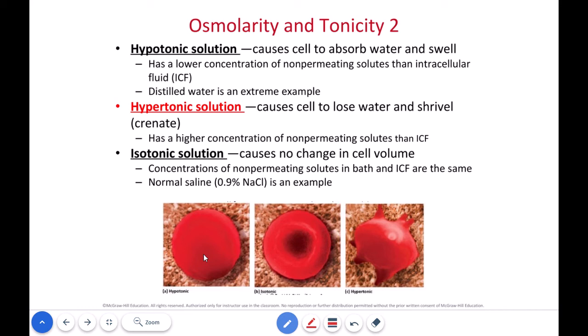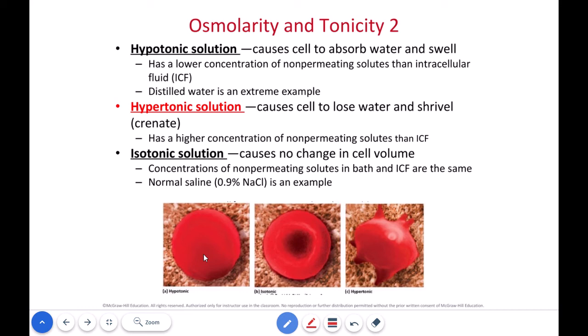And then finally, we have isotonic solutions. Iso meaning the same, tonic referring to the concentration of dissolved solutes. Isotonic solutions have the same concentration as the intracellular fluid, or the intracellular environment. So, from a clinical sense, if you're giving a patient a saline solution, you want to make sure that saline solution doesn't have a higher osmolarity than the inside of their cell. You don't want a lower osmolarity. You want exactly the same osmolarity as the inside of their cells.